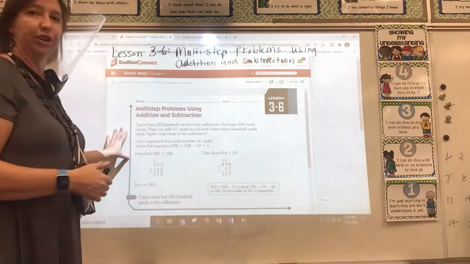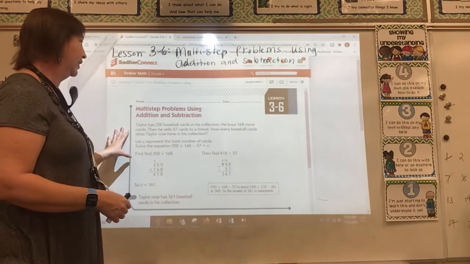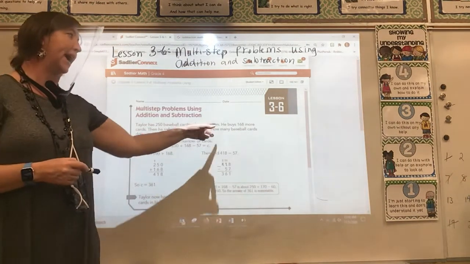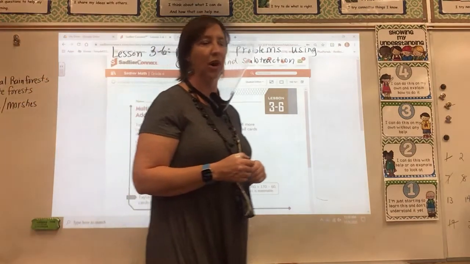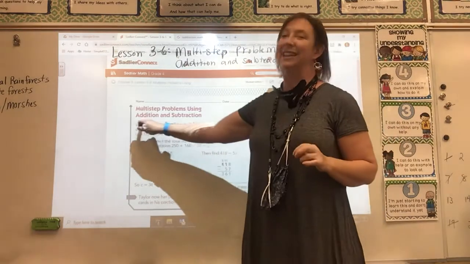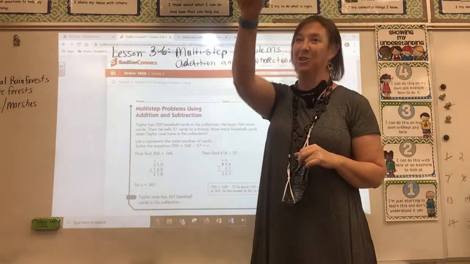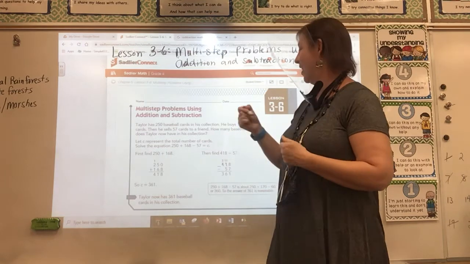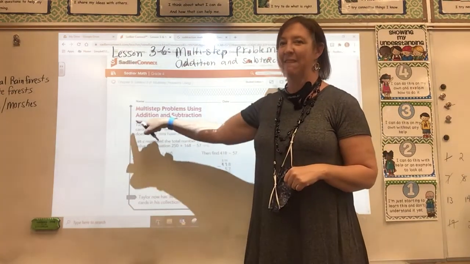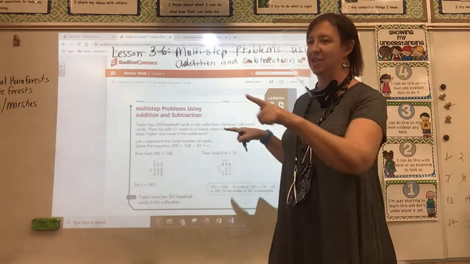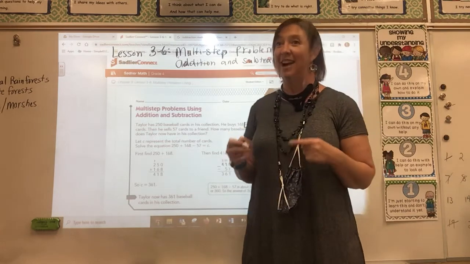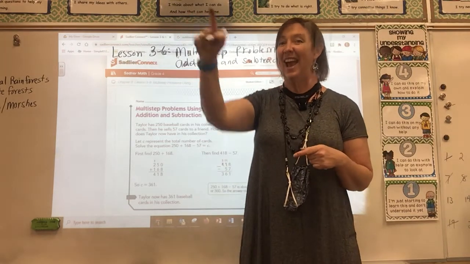It says, and you can look in your math workbook if you want to, Taylor had 250 baseball cards in his collection, and he buys 168 more. What's my math action word in just that first line? Well, not yet, because it doesn't say add yet. Just in that first sentence, what's my math action word? More. More, very good. And so more tells me that I'm going to add, good.